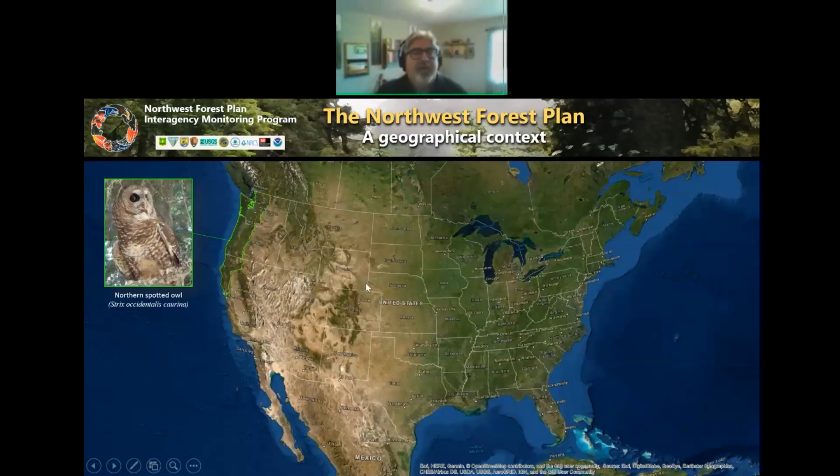Okay. So this first slide will give us a little bit of geographic context of where the Northwest Forest Plan is that we're going to be talking about today. If you look over on the west coast of the United States, that green outlined area is the range of the northern spotted owl. That is what defines what we call the Northwest Forest Plan area. The owl was listed in 1990 as threatened under the Endangered Species Act, and so we've been tracking what's going on with its habitat and populations ever since.